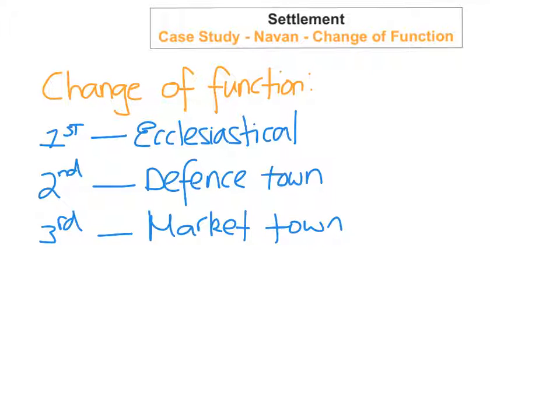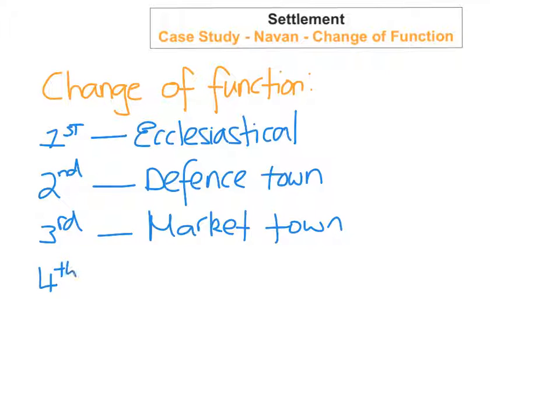The reason why it became a market town was because of its very flat, low-lying lands, which made it very good for agriculture, particularly for rearing cattle and growing crops. Therefore, it developed into a market town where many people were able to sell products in the town, and it made a good place for buyers and sellers to meet each other. So it turned into a market town.